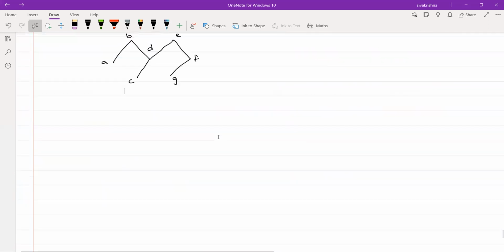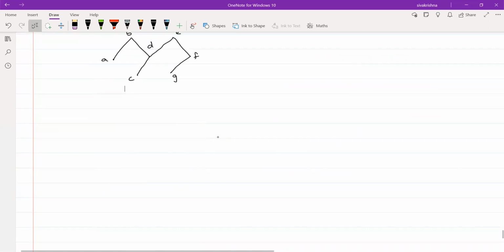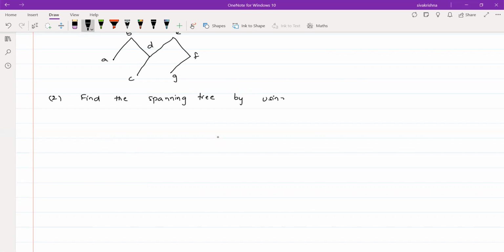I am giving you one more problem to find a spanning tree. Find the spanning tree by using DFS algorithm.